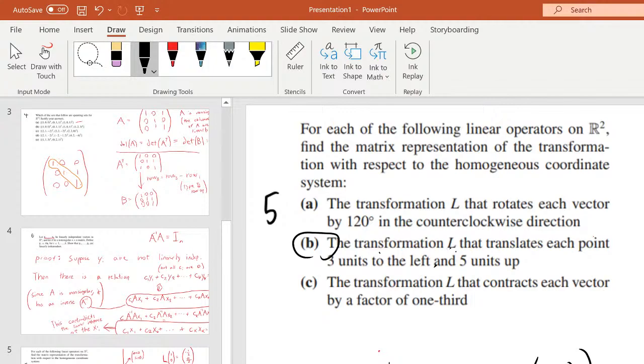and then it's going to subtract 3 from X, and it's going to add 5 to Y, and then it's going to leave the 1 here alone. Then, this matrix A represents L in the homogeneous coordinate system.